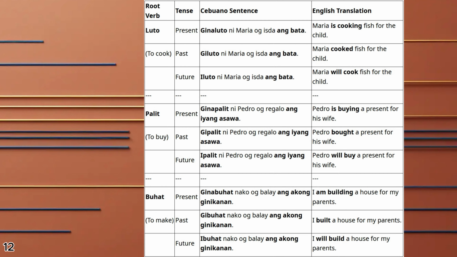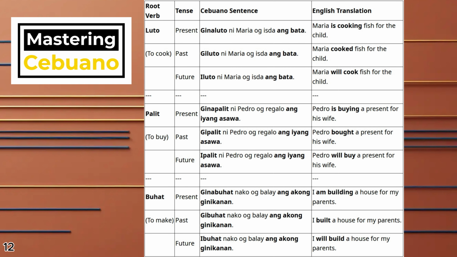We start with luto, to cook. In the present, ginaluto ni Maria og isda ang bata. So you cook fish for the child. In the past, giluto ni Maria og isda ang bata. And in the future, iluto ni Maria og isda ang bata.